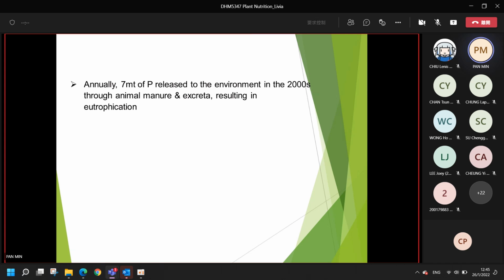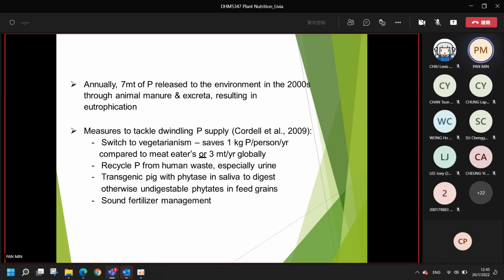million tons of phosphorus were released to the environment in the 2000s through animal manure, and this results in eutrophication. Because when it is overused, with over fertilization, all the phosphorus will enter into the environment and cause pollution and contamination in the water environment.